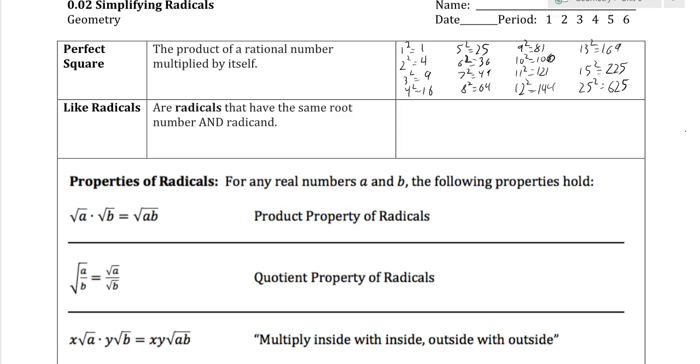Perfect squares are what you can take a square root of and get whole numbers. So if you have the square root of 16, that's the square root of 4 squared, and so then you know it's 4.